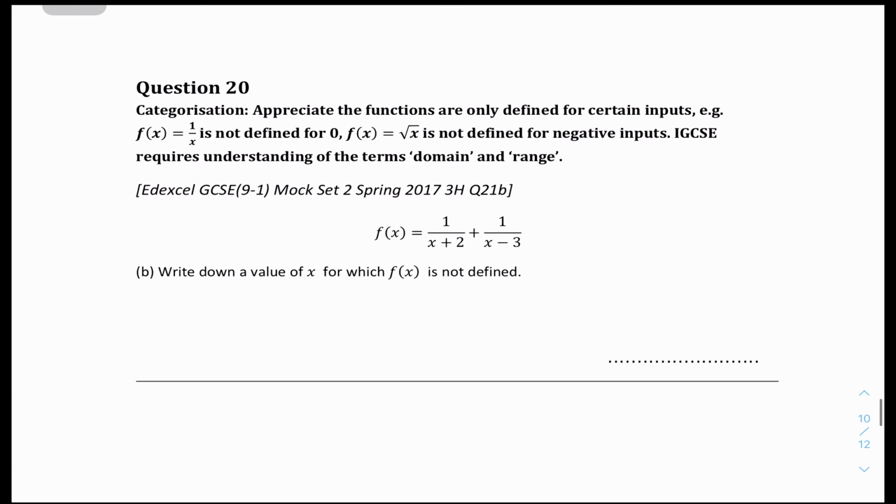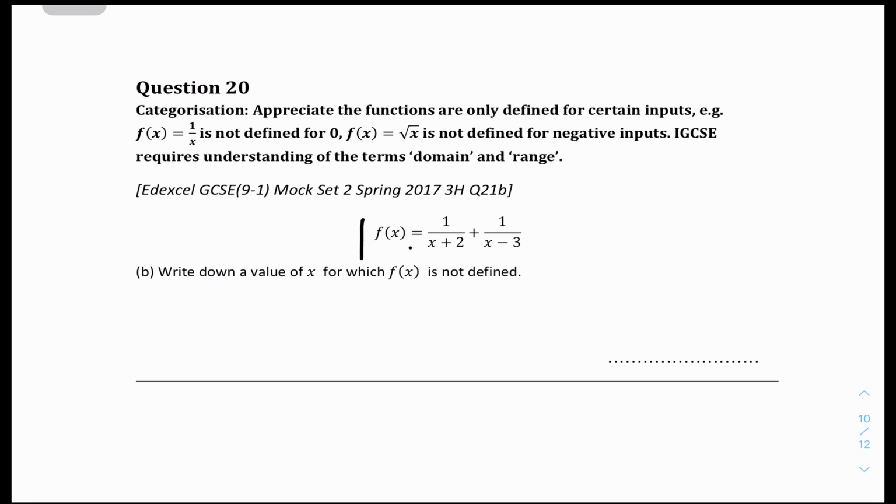And lastly, question 20. We have f of x equals 1 over x plus 2 plus 1 over x minus 3. Write down the value of x for which f of x is not defined. So basically you have to find the values of x from the function for which the output, f of x, is not defined. This is really related to the domain and range as we saw in last lesson.